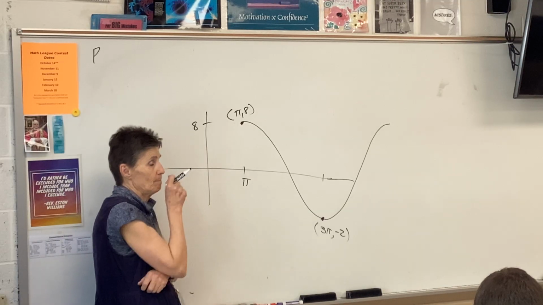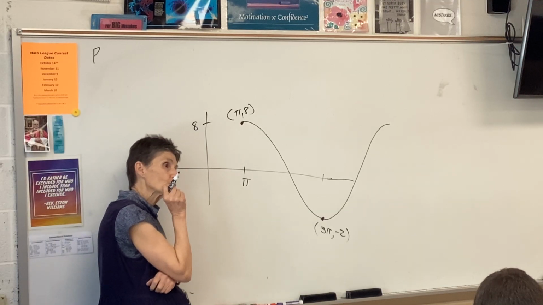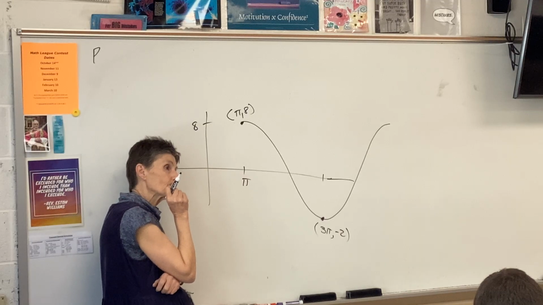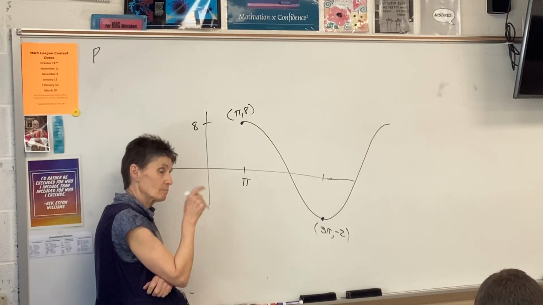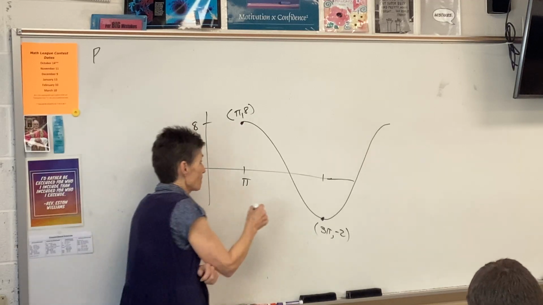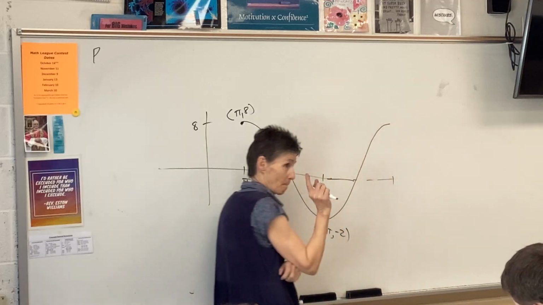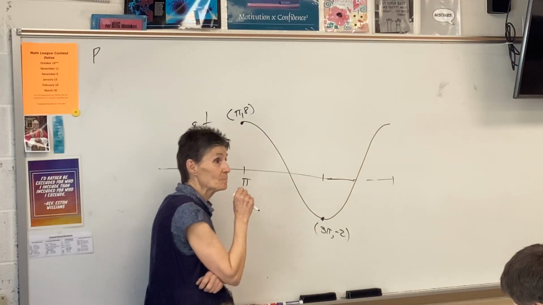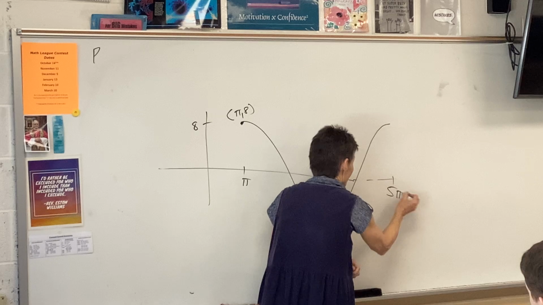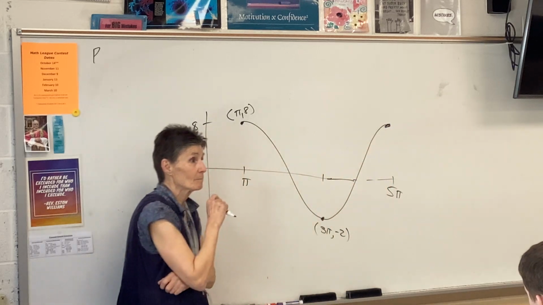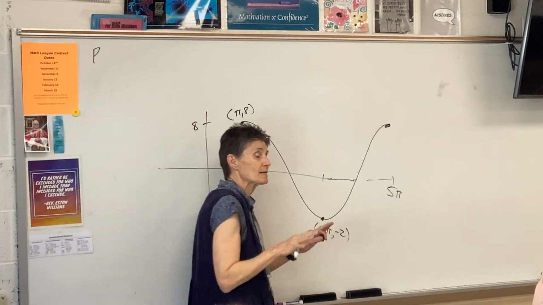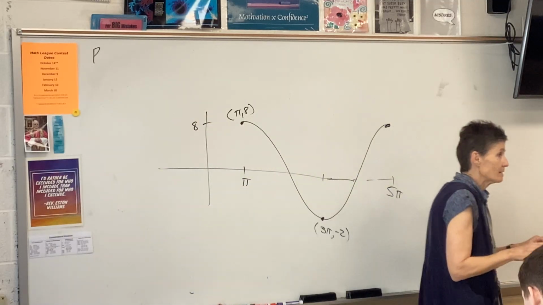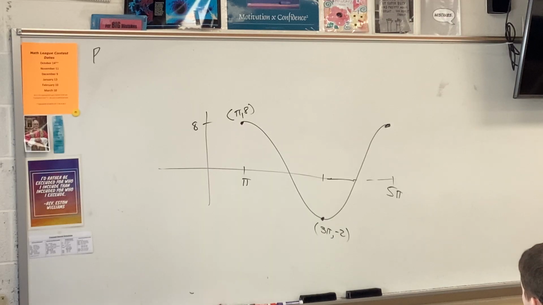Who has a thought? Charlie? Well, if the height of the hill is at pi, and the bottom of the valley is at 3pi, then that means that 3pi is in the middle, so the other peak is at 5pi, which means that the period would be 4pi. Bingo. I couldn't say that any better, Charlie. That is exactly right.